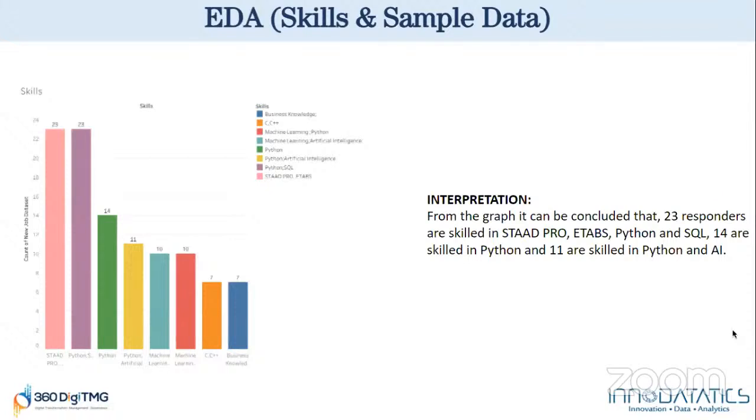In this EDA, skills and sample data, this bar graph clearly concludes that 23 responders are skilled in StatPro, ETAPS, Python, and Scala. 14 are skilled in Python, and 11 are skilled in Python and AI. So we have seen the visualization part of the data. We have extracted features from our data. Next slide, I request Sandeep to take the next slide.